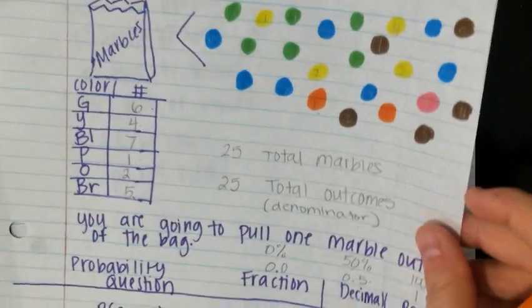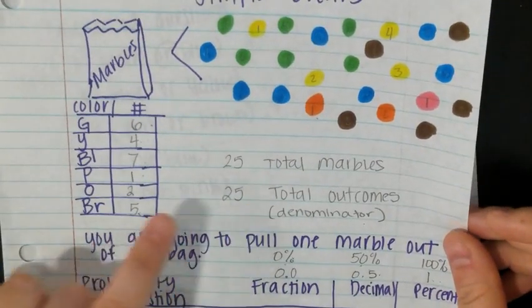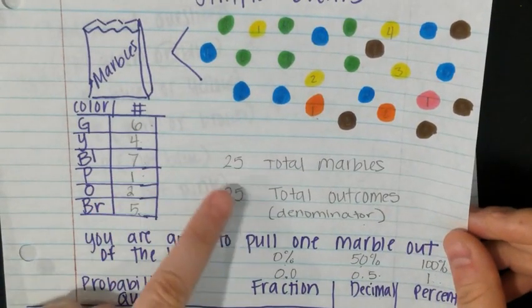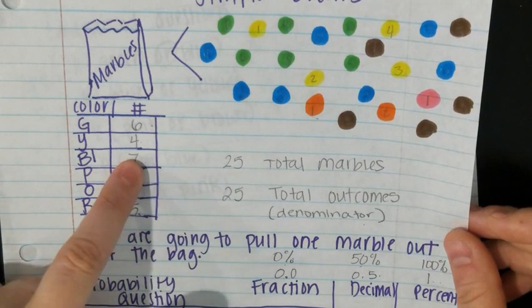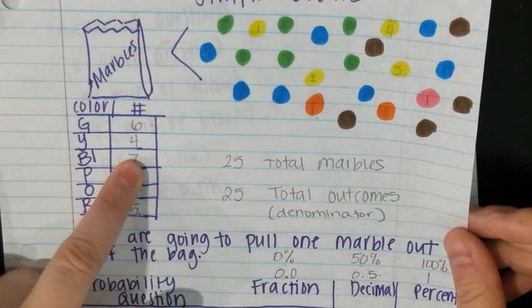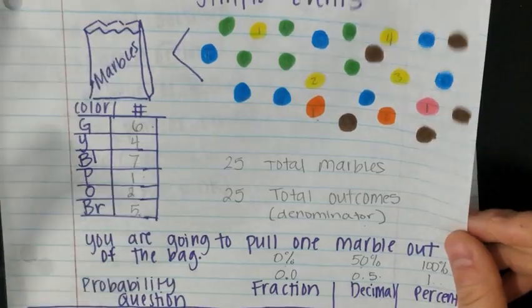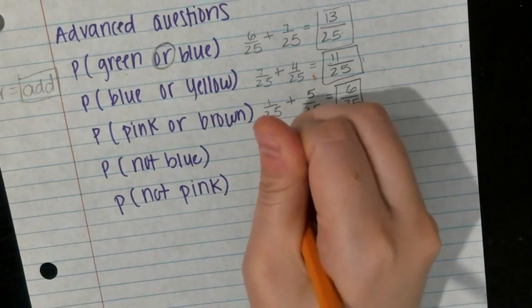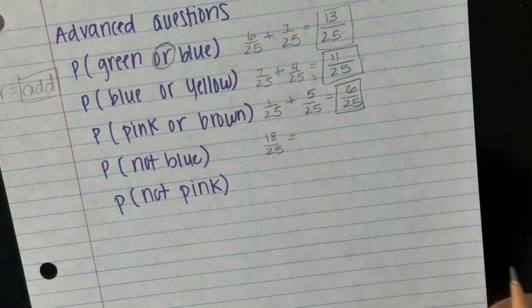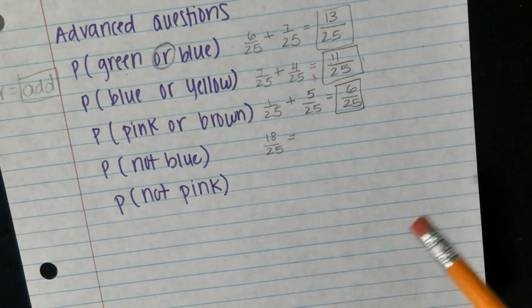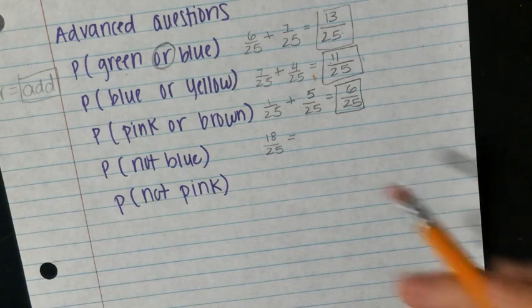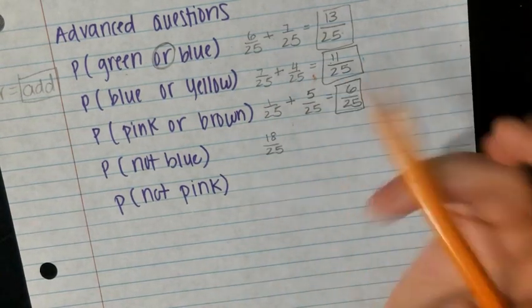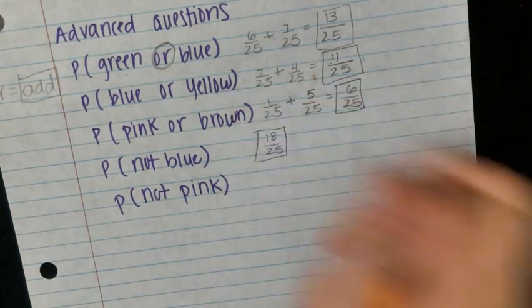So remember we had 25 total marbles, and then how many are blue? 7. So if we take 25 and we subtract 7, we would get 18. So there are 18 that are not blue out of 25. Can I simplify that? No, I can't. So that is our answer.